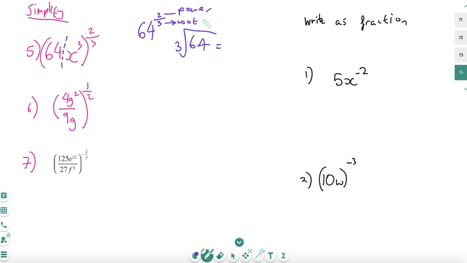So what times what times what makes 64? You can literally just put this into your calculator if you want, but I'll do it without a calculator. So the cube root of 64 is 4, and we're going to power that by 2, which is 16. And then x cubed is being powered by 2/3. The inside-outside rule, so 3 times 2/3, you can use your calculator. That will just be 2, so x to the power of 2. Our final answer will be 16x squared.